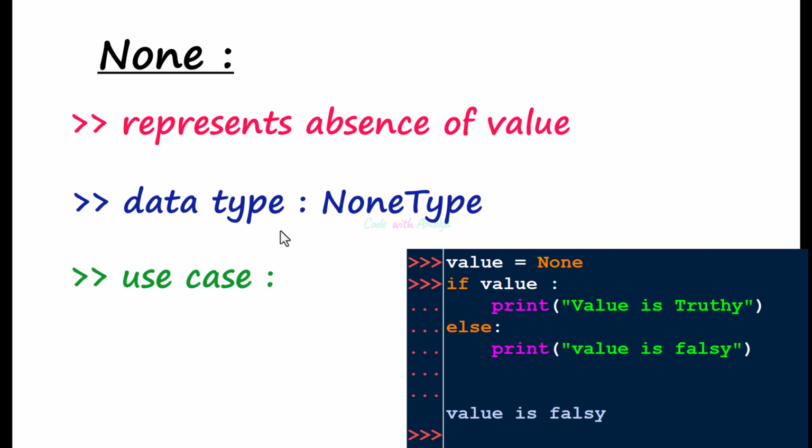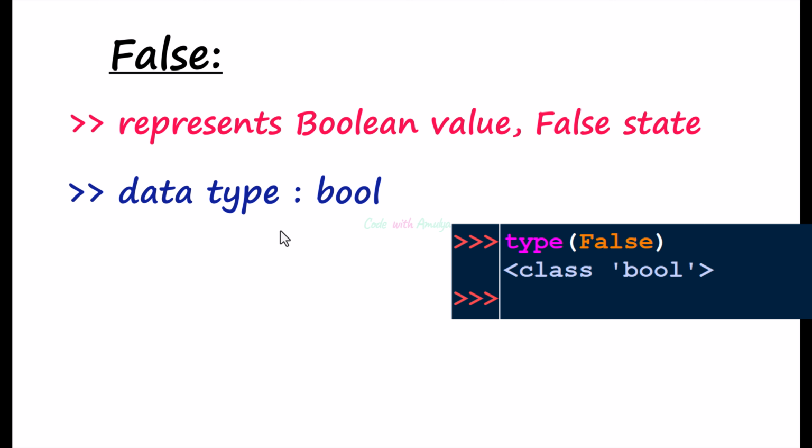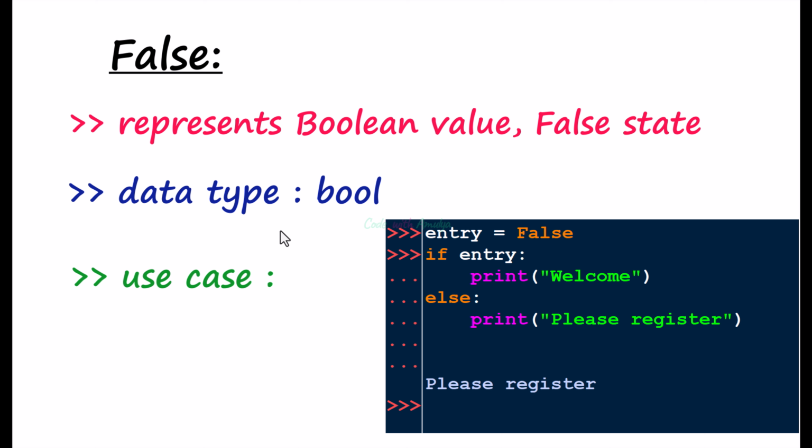Next, let's talk about False. False is a built-in constant that represents a boolean value that is considered logically false. The data type of False is bool. It is a boolean value, and False is used in conditions, comparisons, and logical operations to indicate the false state. Here we can see the example. You can use it in logical operations also.